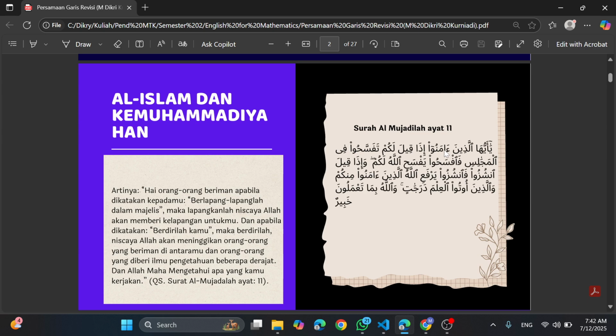Al-Islam and Kemuhammadiyahan. Oh, you who have believed, when you are told, make room in assemblies, then make room. Allah will make room for you. And when you are told, arise, then arise. Allah will raise those who have believed among you and those who were given knowledge by degrees. And Allah is all aware of what you do.